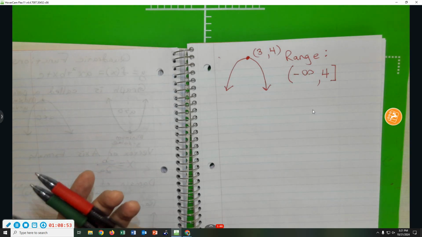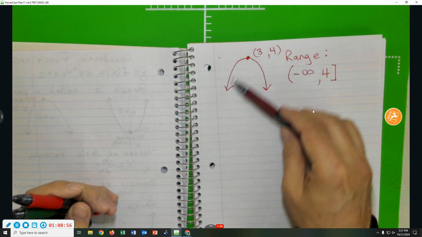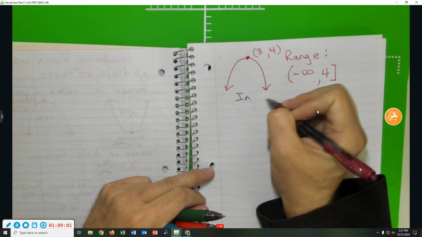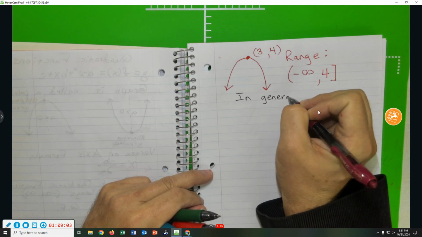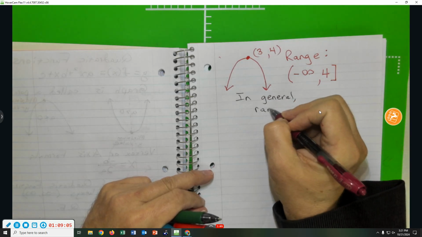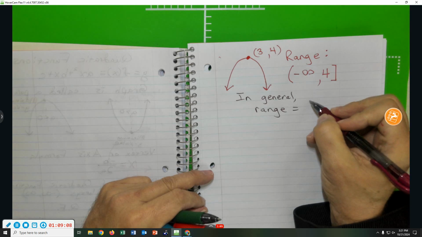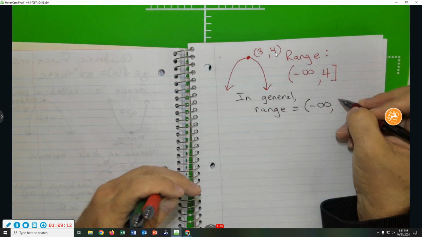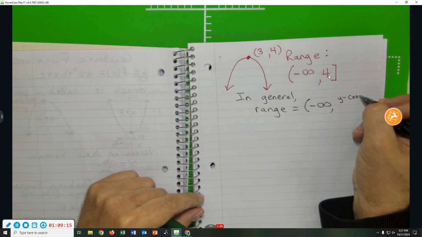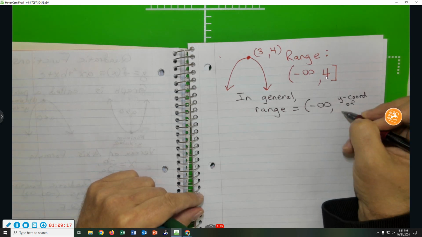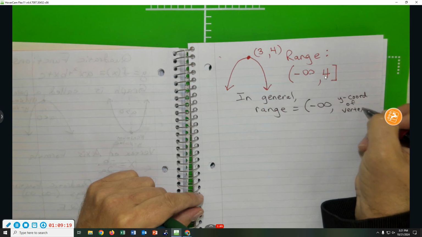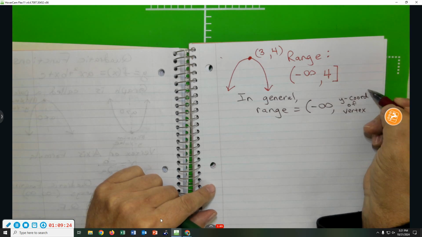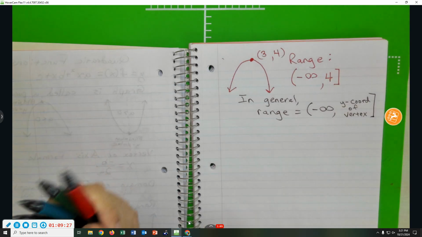In general, for the range, when a parabola is opening downward, the range will be in the form, in general, the range equals parenthesis negative infinity, comma, this number will be the y-coordinate of the vertex. And this number's being used as the y-coordinate. So to indicate it's being used, we have a bracket.